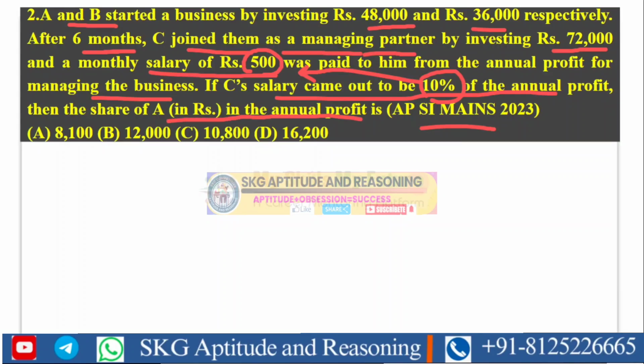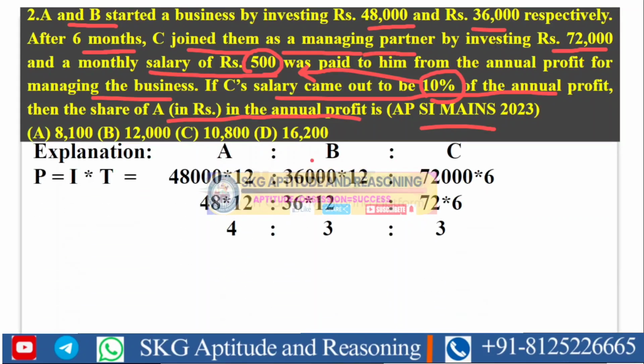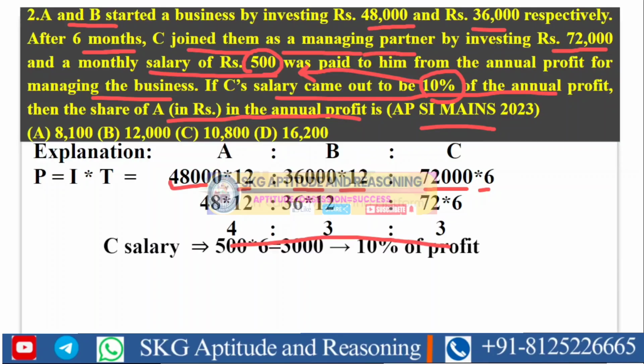So let us try to find it one by one here. A invested an amount of 48,000 for the complete year, and B also invested 36,000 for the complete year, and C invested 72,000 for only 6 months. If we simplify that, we will get 4 is to 3 is to 3. And here one point occurred.